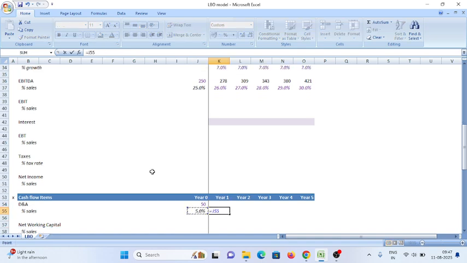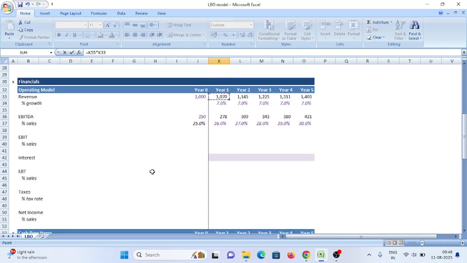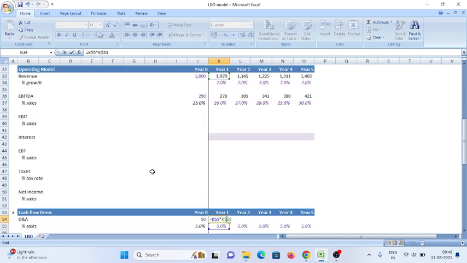We assume that D&A as percent of sales is going to be the same every year. It is not usually the same. It changes every year. Usually D&A as percent of revenue drops every year. But in our case, we're just assuming the same number for all 5 years. Now calculate the D&A for each year. Just anchor this.